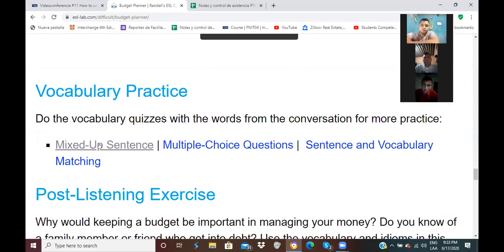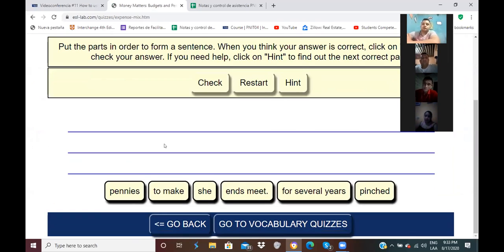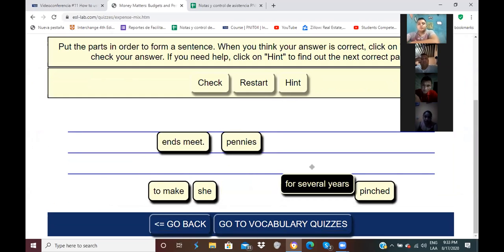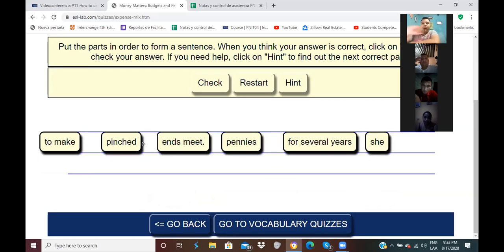All right, now we're going to look at multiple mixed up sentences. I want you to organize the phrase in the correct order. You're going to organize the phrase in the correct order. Lo va a organizar para hacer una oración completa.